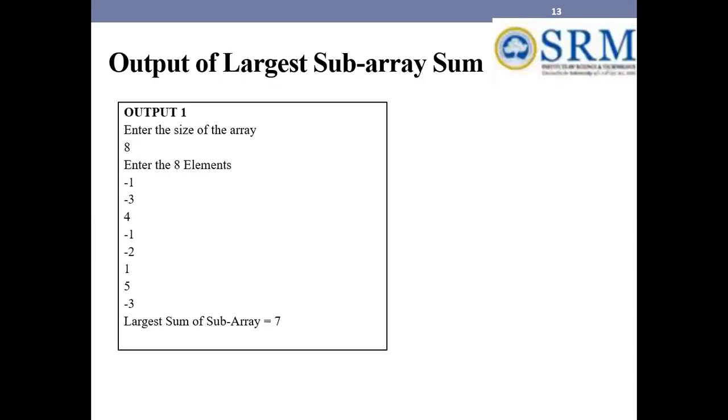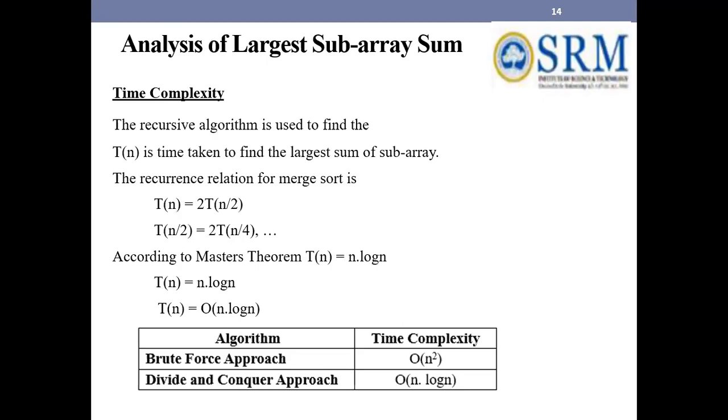Then the size of the array is 8. I am giving the same input: -1, -3, 4, -1, -2, 1, 5, -3. The largest value is 7. The largest subarray sum is 7. Already we discussed what the subarray is for this problem. So this is the output of the algorithm.